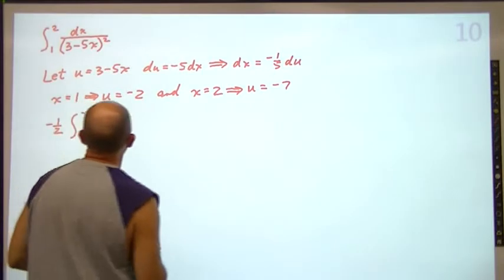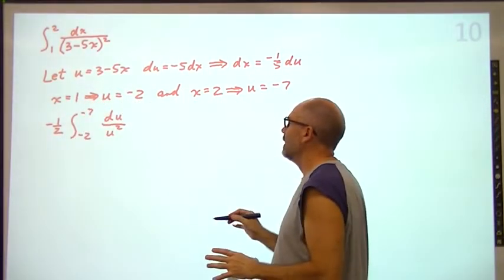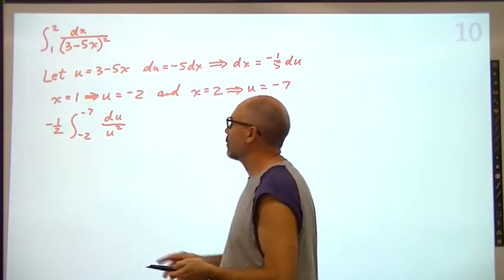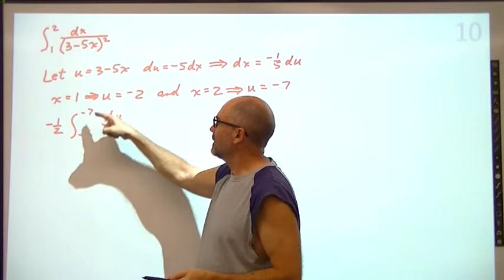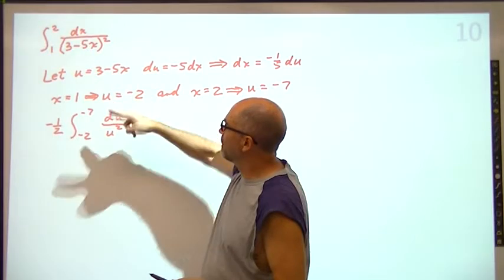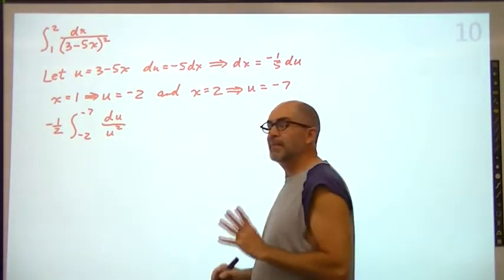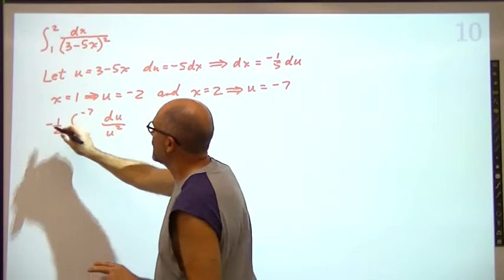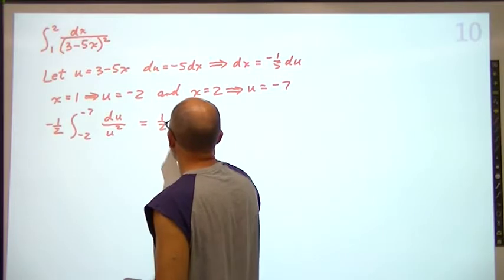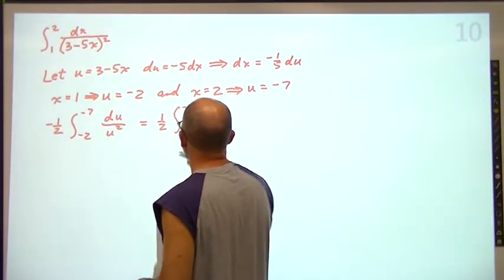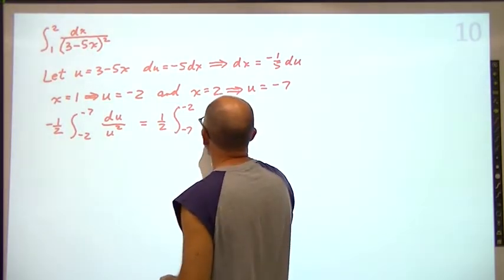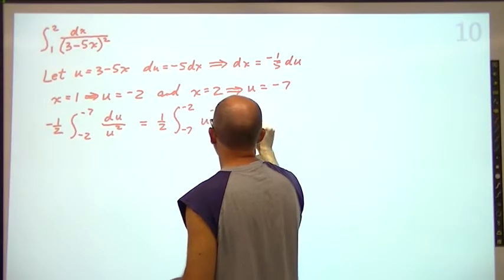So once again, we have an integral that we can perform. Now, there's one slight problem here. We always want the integral to go from smallest to greatest. Well, -2 is greater than -7. So we're going to flip the limits of integration. When you flip the limits of integration, you merely change the sign outside. So this whole thing becomes positive 1/5 integral from -7 to -2 of u to the -2 du.